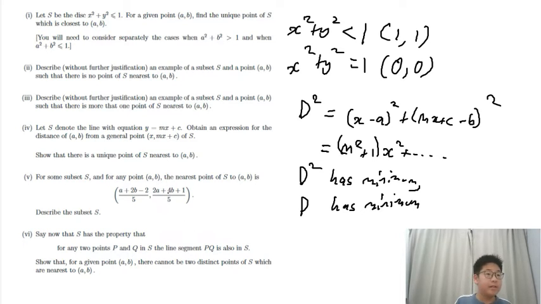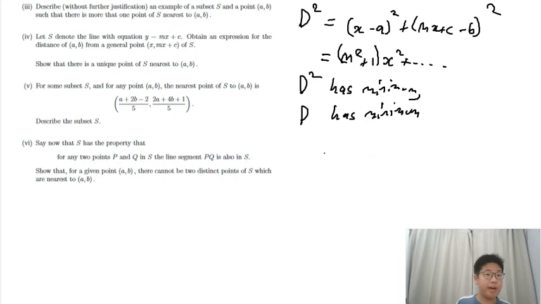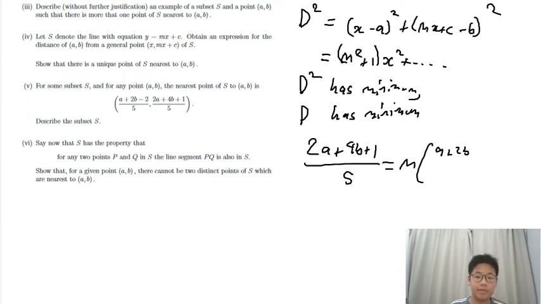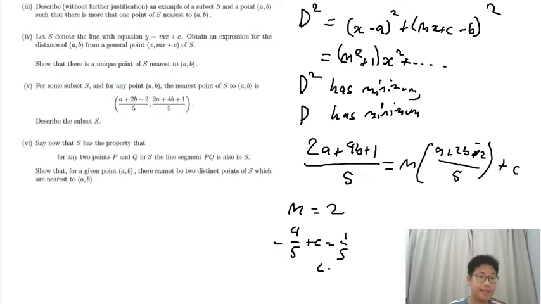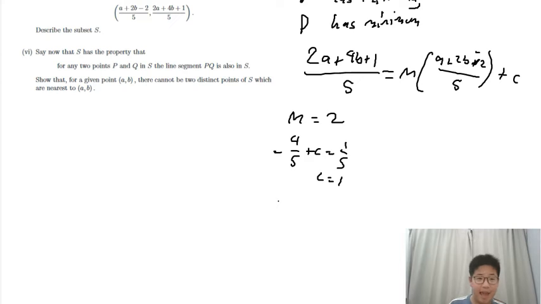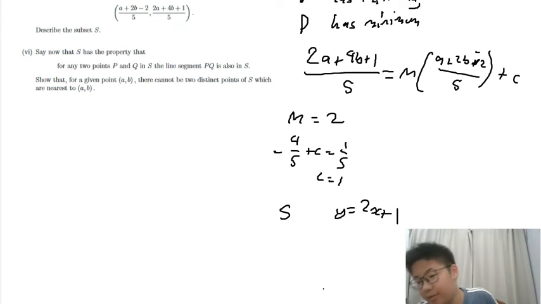And so for subset S, and for any point (a, b), the nearest point of S to (a, b) is this. Describe the subset S. Because this is a rational expression, we write (2a plus 4b plus 1) over 5 equals m(a plus 2b plus 2 over 5) plus c. So m is obviously 2, and for c we need to look a little further. Minus 4 over 5 plus c equals 1 over 5, then c equals 1. So this means S is the line y equals 2x plus 1.